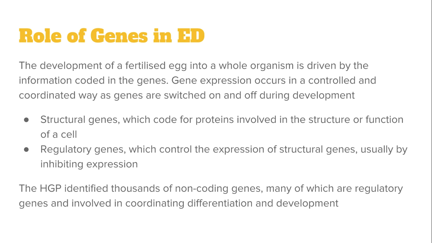So for embryonic development to occur correctly, there are a series of genes that must be expressed, and this is controlled and coordinated when genes are switched on and off during development. The genes responsible for this process can either be structural genes or regulatory genes. Structural genes code for proteins involved in the structure or function of a cell. Regulatory genes control the expression of structural genes, and they usually inhibit expression until the time it is required.